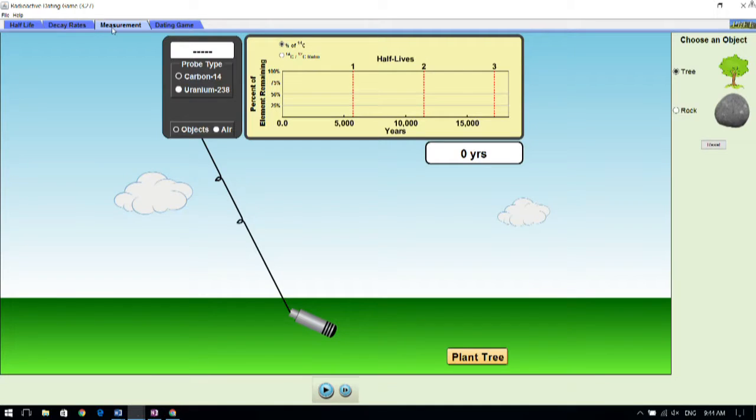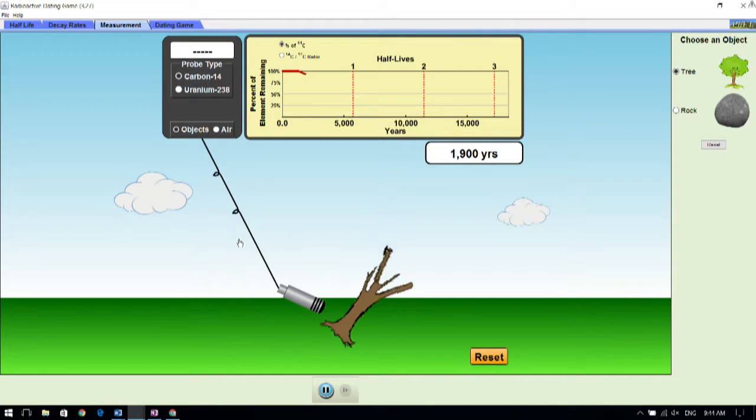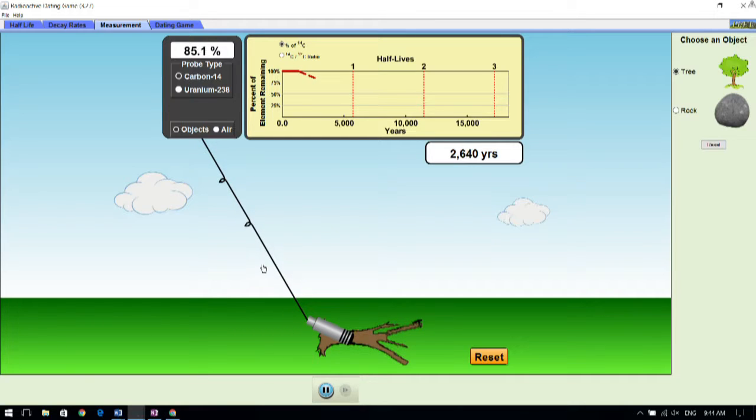Then you have the measurement one, where you can plant your tree, and then you're going to have to kill your tree. And once you kill your tree, you can measure the amount of carbon. So you'll notice at the graph at the top, when the tree was still alive, I had 100% carbon-14. My whole sample is there, but once my tree died, now the sample can decay because I'm no longer replenishing the carbon. And it shows you the amount. This is your little measuring device here. You see the amount that's in there.